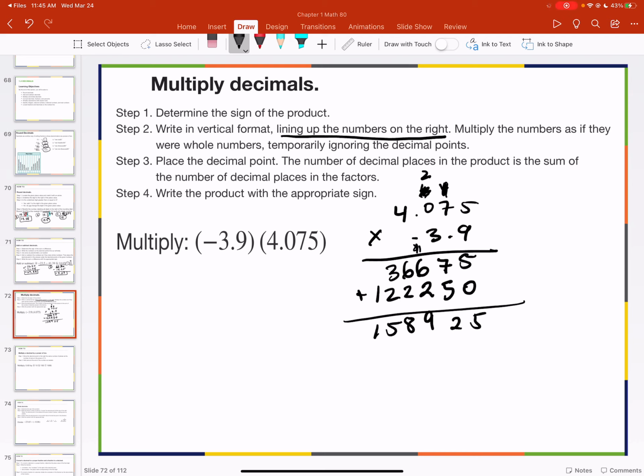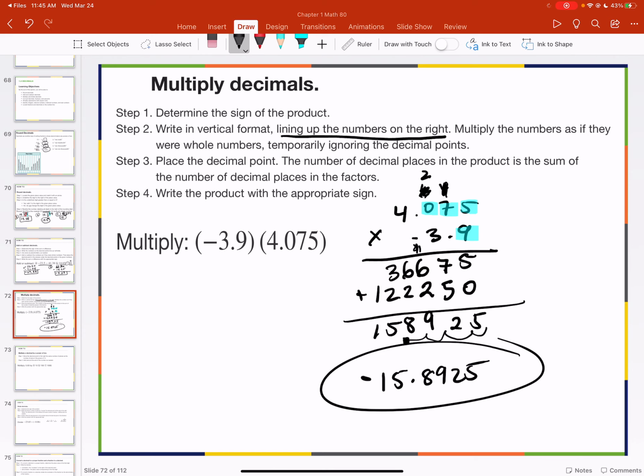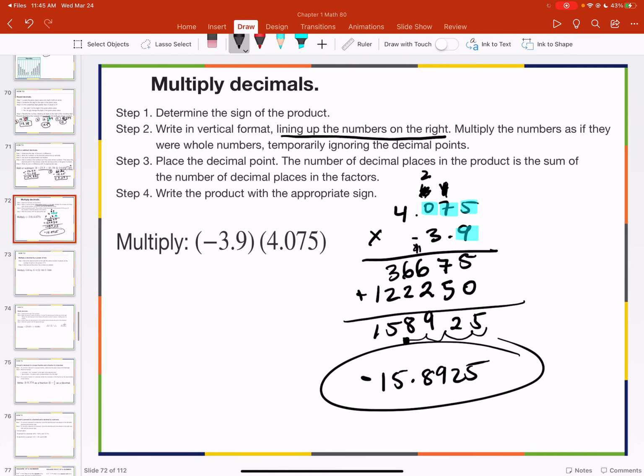But how many decimal places will the answer have? We have 1, 2, 3, 4 decimal places. So 1, 2, 3, 4. So the final answer is negative 15.8925. Okay. And you can, of course, check with your calculator.